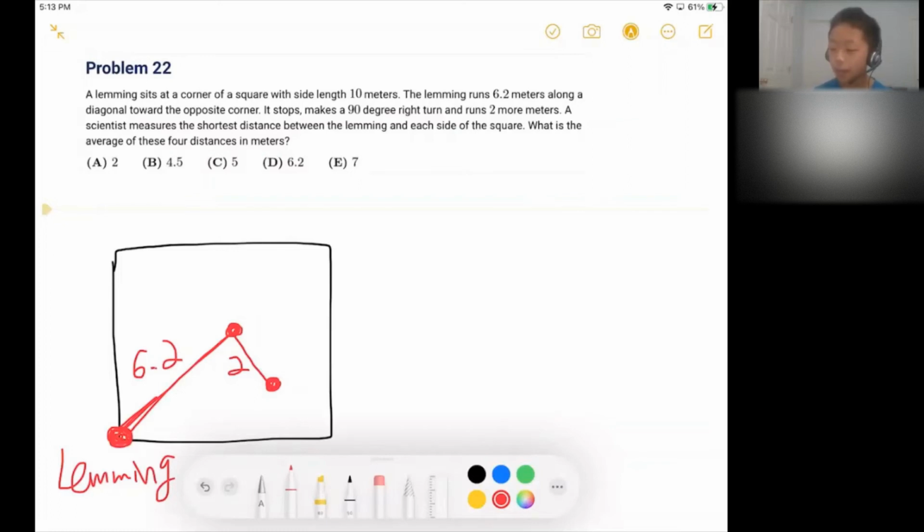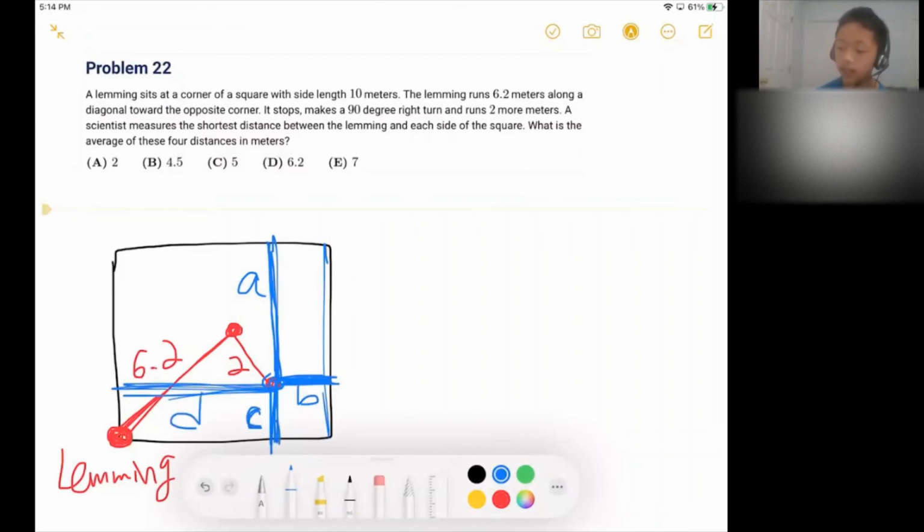So let's say the scientist measures the 4 distances. You have this first distance here, this second distance here, this third distance, this fourth distance. The scientist measures this distance first. Let's suppose the distance is A. The distance from here to here, this side, let's say this length is B. Let's say the scientist measures this length as C, and this length as D. So these are the 4 distances that the scientist measures, and we want to know their average.